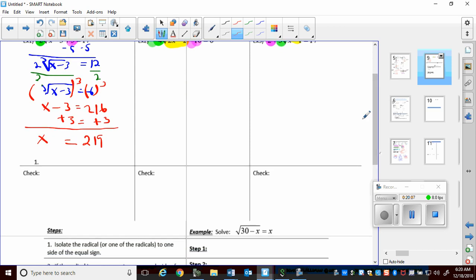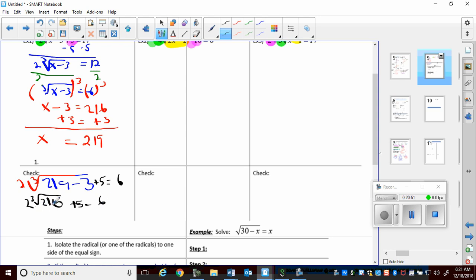I want to check my work, so I'm going to put this back in. 2 cube roots of, let's type this in, 219 minus 3. That's inside the radical. Plus 5 on the outside, equals 6. Now, 2 times the cube root of 216, plus 5, equals 6. That's what it says.